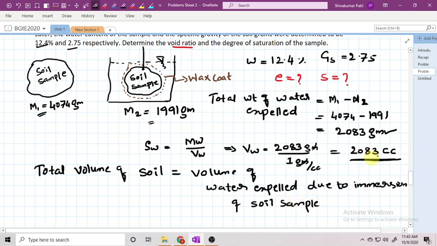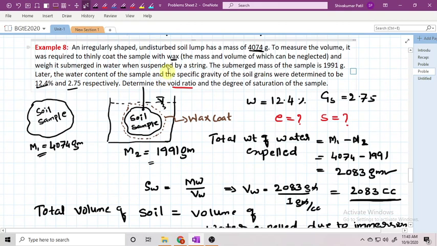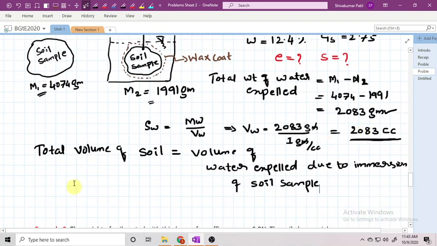So this volume is there, no? In this volume, the volume of wax is also included. But compared to the volume of soil, the volume of wax is very negligible. In the example also they told that the mass and volume of the wax can be neglected. So this is equivalent to the total volume of soil. So the total volume of soil, that is V, is equal to 2083 cubic centimeter, cc.